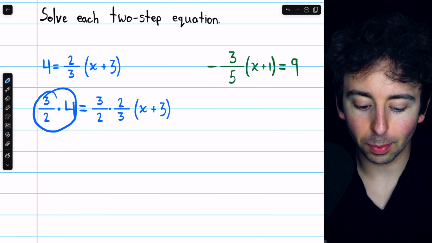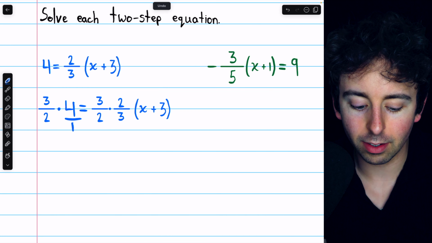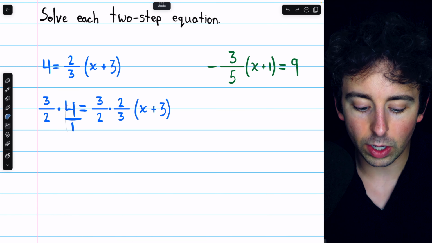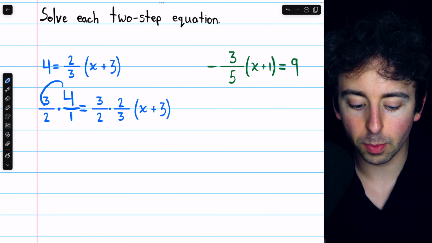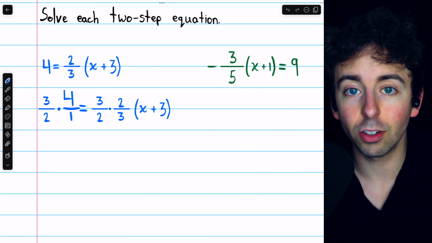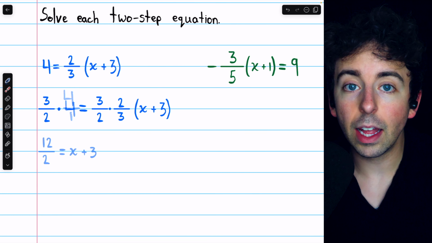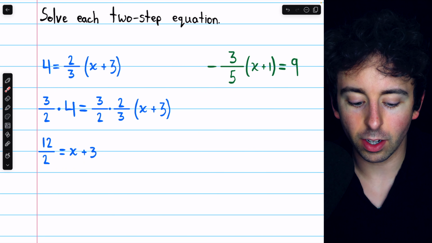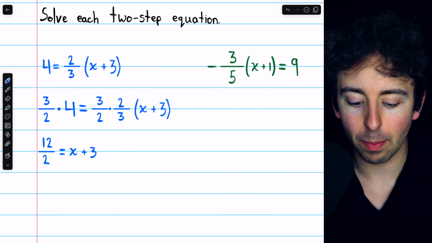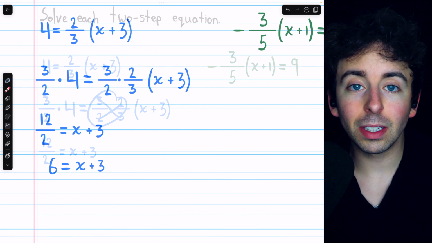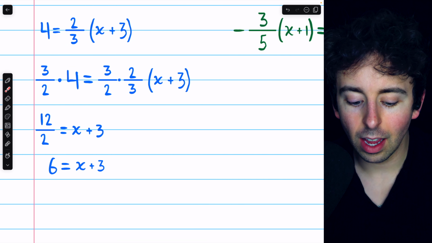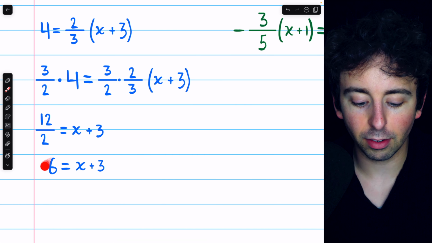If it helps to do that multiplication, you can imagine that 4 is the fraction 4 over 1. And so to multiply these fractions, we do 3 times 4 in the numerator, which is 12, and 2 times 1 in the denominator, which is 2. So 12 over 2. Hence, we arrive at this equation. 12 over 2 equals that x plus 3, because remember, these fractions canceled out. Now let's just simplify. 12 over 2 is 6, so we have 6 equals x plus 3.